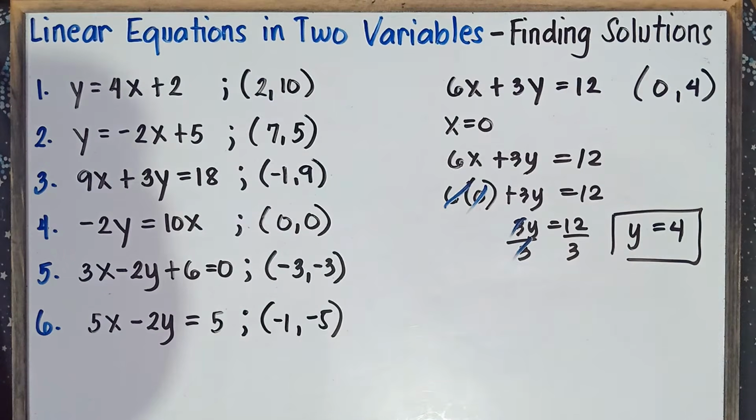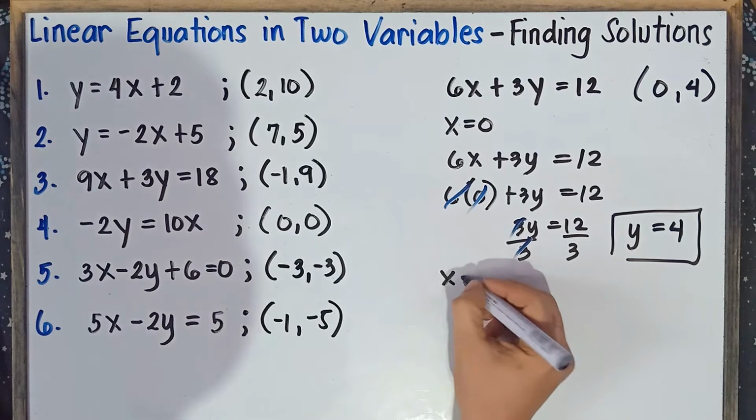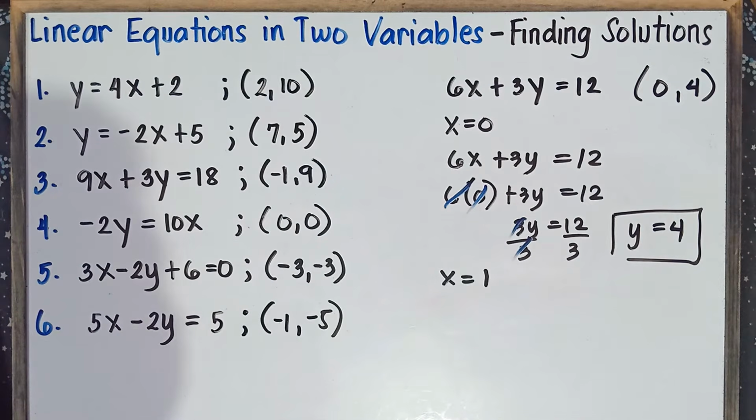So let's have another ordered pair. Let's assume any value for x. If I say x is equal to positive 1, once again, class, we assume any value for x. If x is equal to positive 1, let's find the value of y.